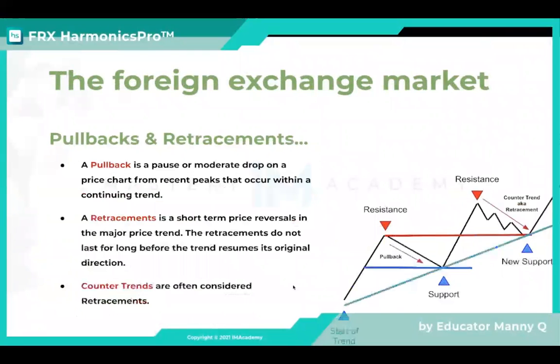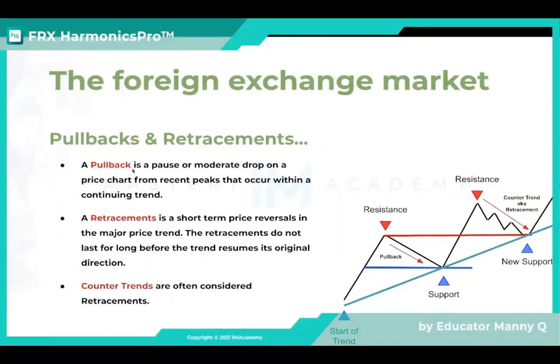Now, moving forward, let's talk about the concept of pullbacks and retracements. We're going to be getting deeper into support and resistance as we go deeper through today's lesson. Now, let's talk about pullbacks and retracements. You may have heard me say a pullback or retracement sometime during this training or maybe in our previous trainings, and maybe it didn't quite click for you. So let's talk about what actually is a pullback and what's a retracement.